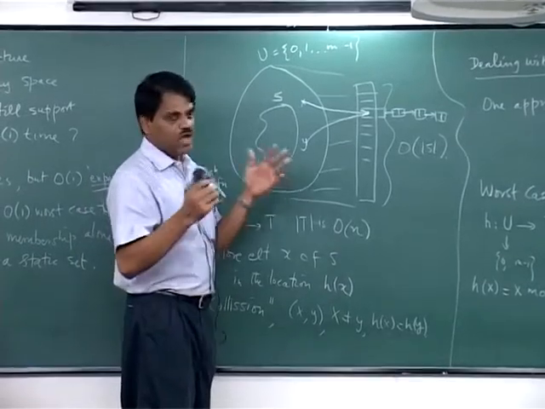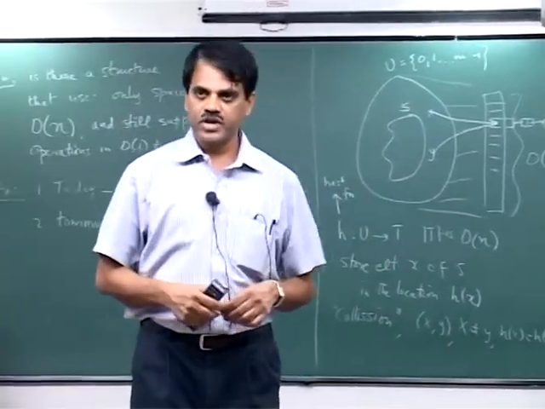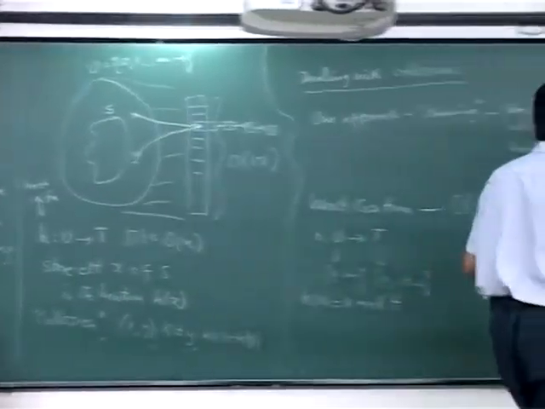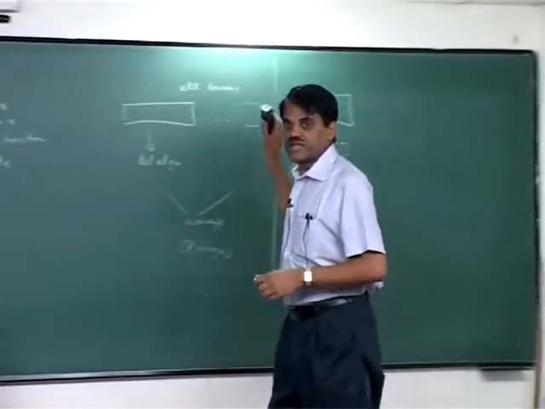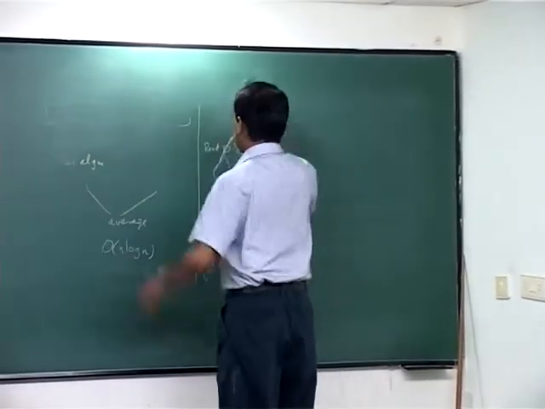So now the question is, how do I build randomness into the data structure? That's what we're interested in. So the strategy is the following. Is the distinction clear? And what we are trying to do in the case of hashing.